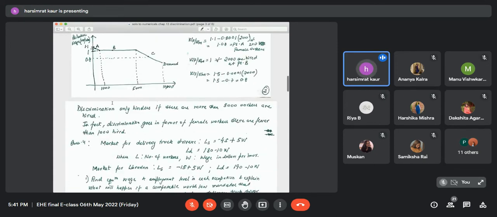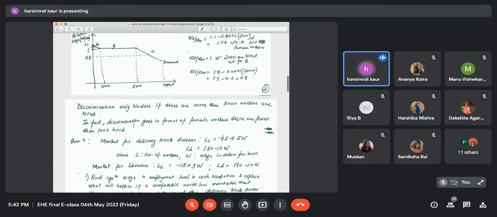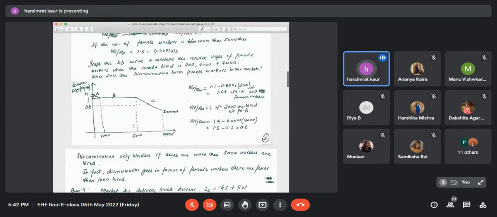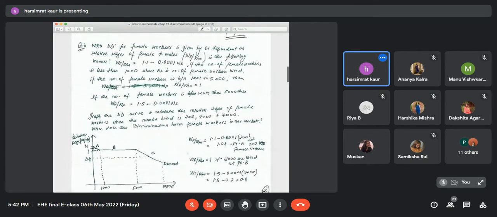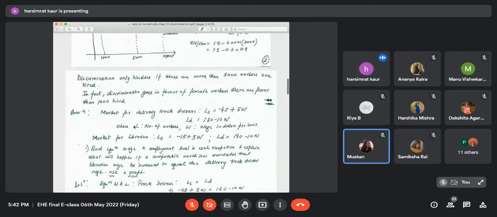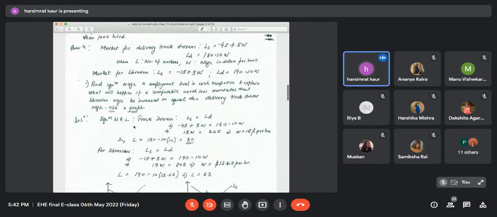Okay. So guys, let's say the same thing has been written: discrimination only hinders or would be problematic when I hire more than 5000 because the wages start to drop. Whereas anywhere the workers are less than 1000, there is no sort of discrimination. Okay, so that is one thing. I hope this question is clear, guys. Yes, ma'am. Okay. Now, guys, very, very fast.